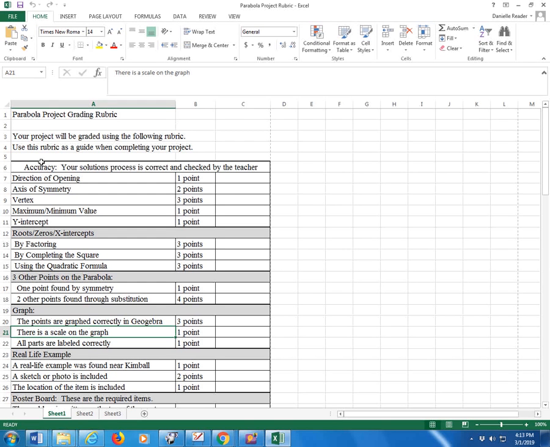You need to have your maximum or minimum value and how you found it on your board. My minimum value was negative 225/8. You need to have your y-intercept written somewhere. My y-intercept is 0, comma, negative 27.